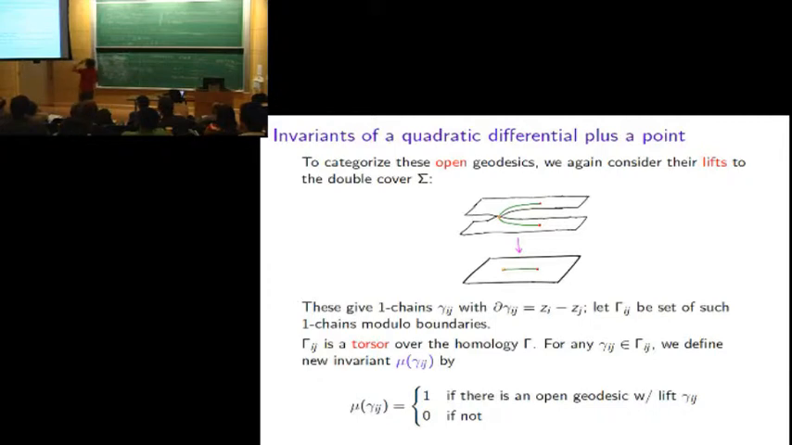So I'll let gamma ij now be the set of these open chains with this fixed boundary. That gamma is not a group, but it is a torsor over the homology, so I can add closed cycles to these open ones. For any class in this torsor, I'll define a new invariant, which is even simpler than the other ones. It's just 1 if such a geodesic exists, and 0 if not. So that's part of my new 2D-4D data, this very simple count.